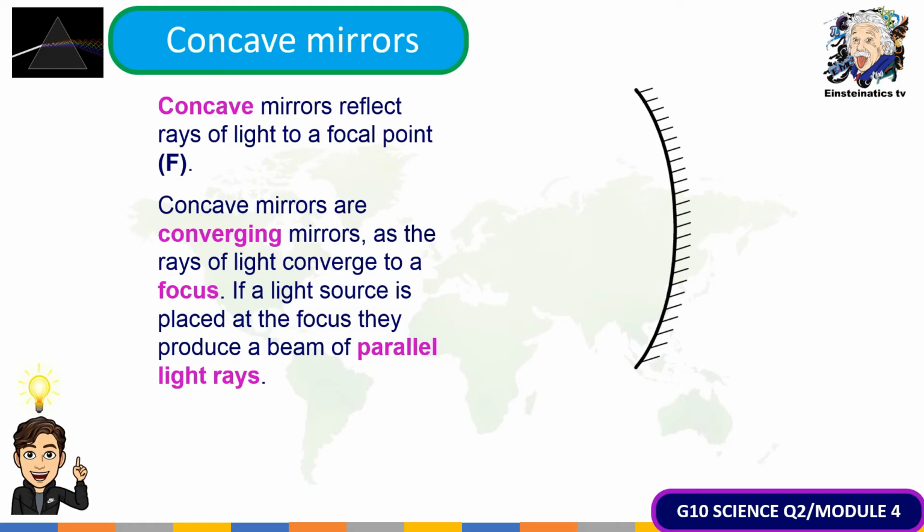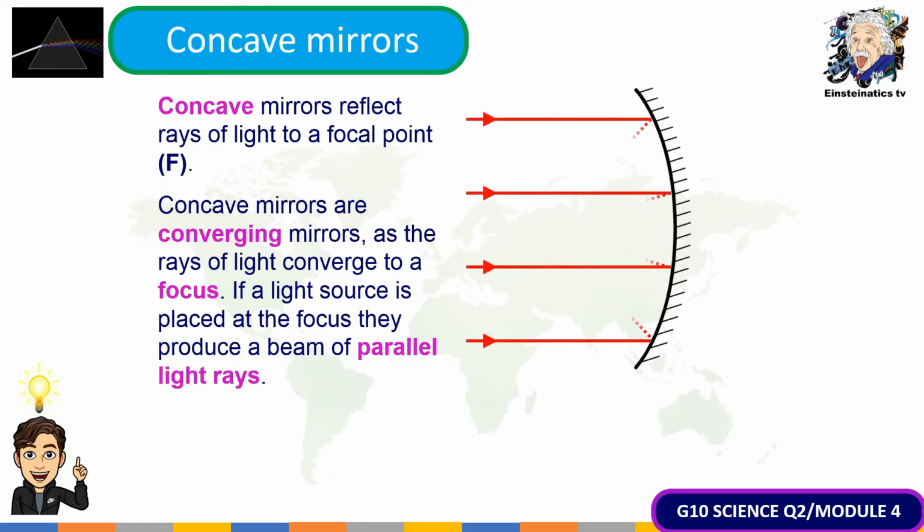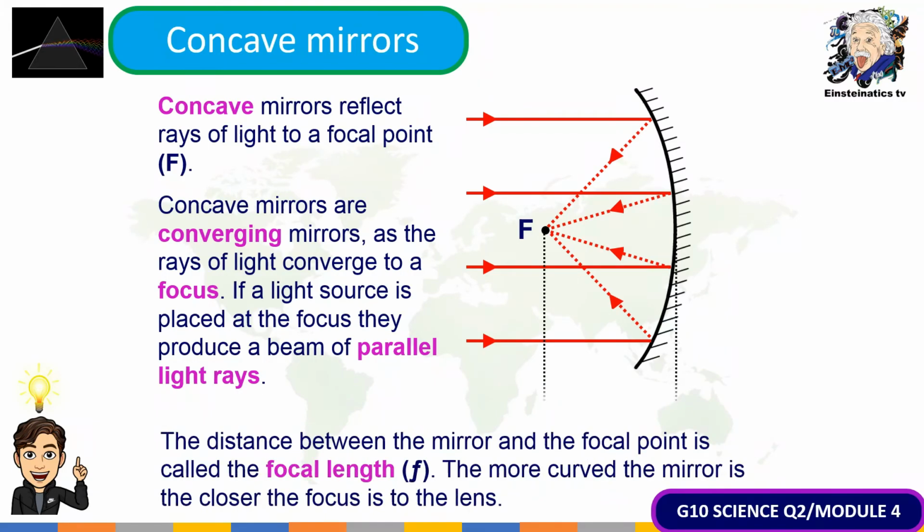Kaya tinatawag na converging mirrors. So, if a light source is placed at the focus, they produce a beam of parallel light rays. So, the distance between the mirror and the focal point is called the focal length, and it is being substituted by small letter f. That is the symbol for focal length.